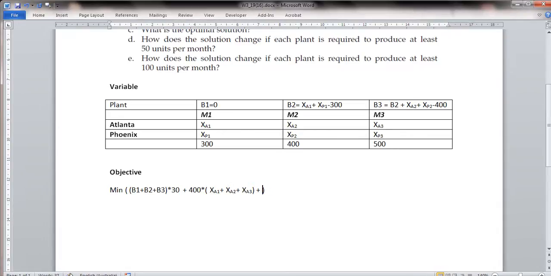Plus 360 multiplied by the units produced in Phoenix. So this is our total objective: minimization of the inventory plus minimization of the production. Now coming to the constraints.